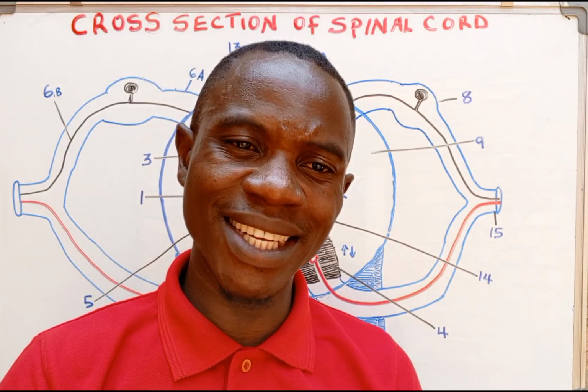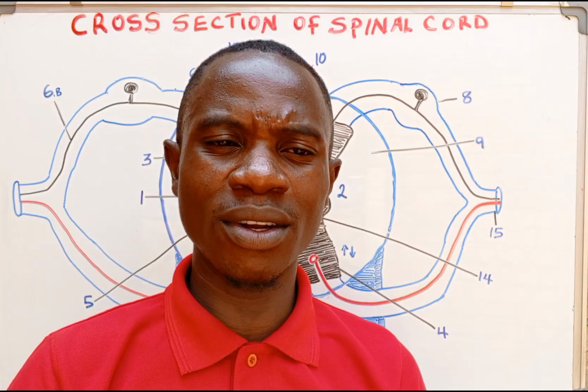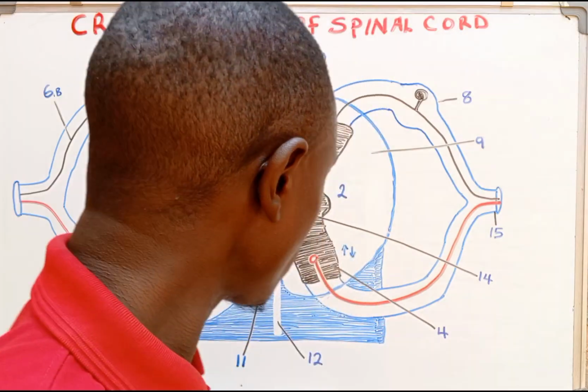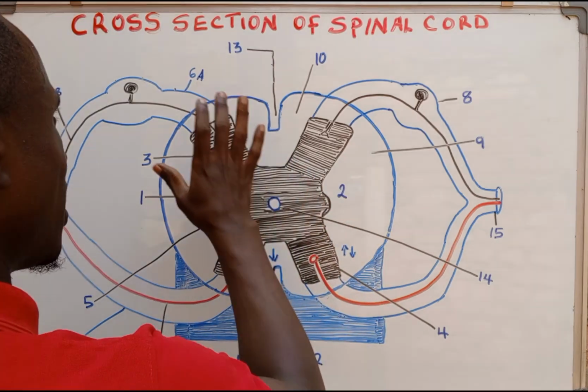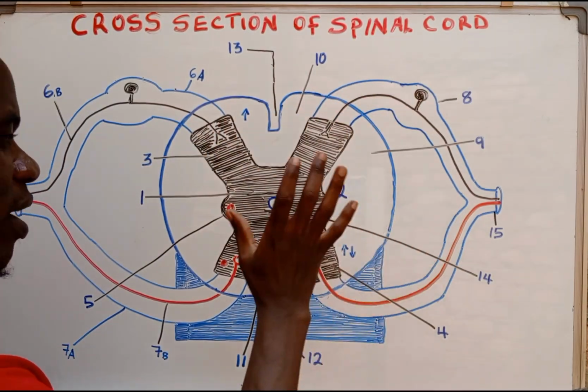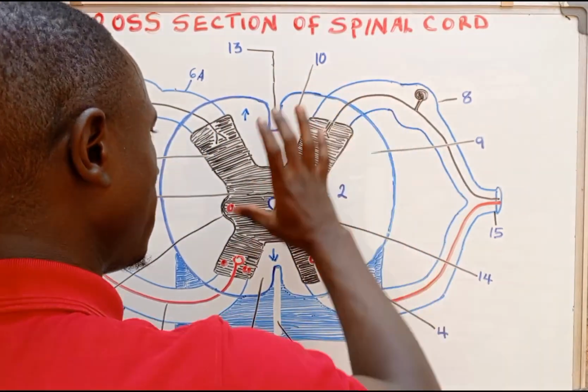So let's go ahead and get started and look at the cross-section of the spinal cord. Looking at this diagrammatic illustration, it is showing us a cross-section of the spinal cord. We want to see how we call all of these different structures.